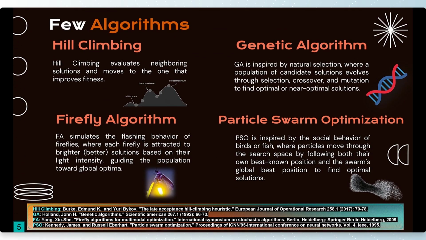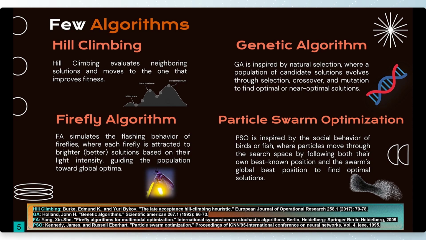In this slide, we can see some of the heuristic and meta-heuristic algorithms which are used in the project. For example, hill climbing from the heuristics simply evaluates neighboring solutions and moves to the one that improves fitness. Genetic algorithm is inspired by natural selection, where a population of candidate solutions evolves through selection, crossover, and mutation to find the optimal or near-optimal solutions.